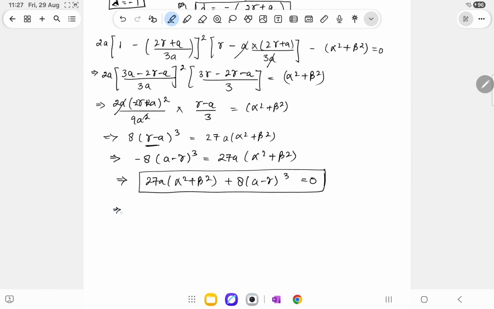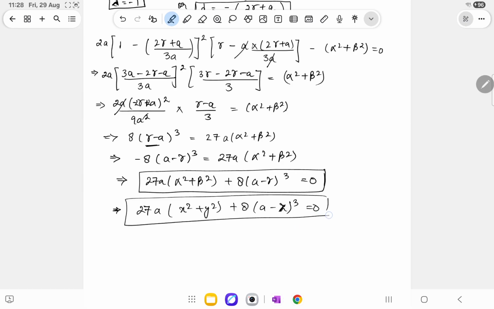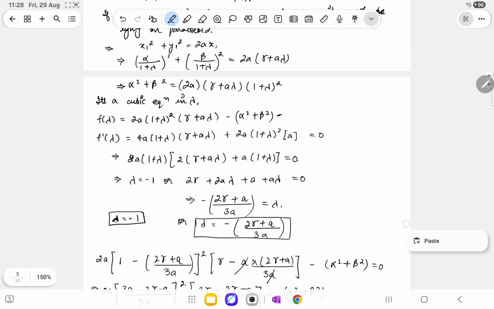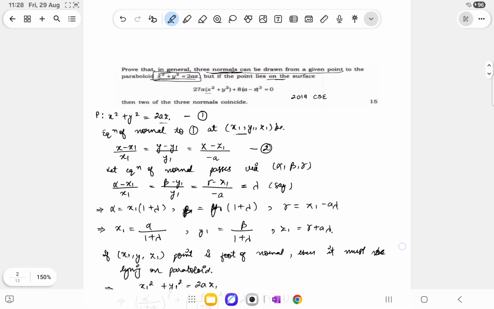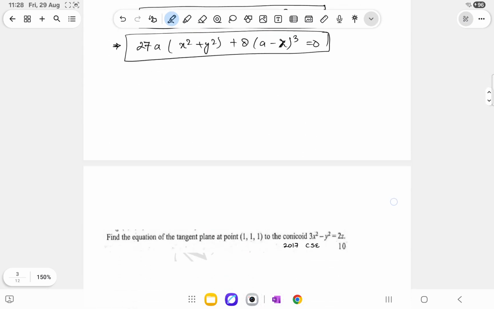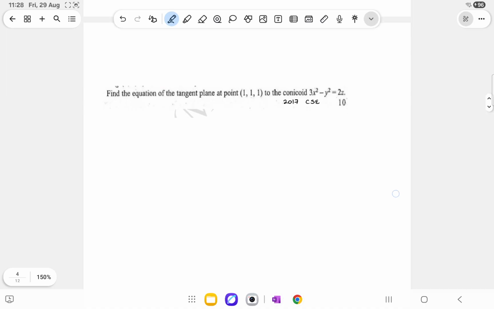So the locus of any arbitrary point lying on the surface will be basically 27a into x square plus y square plus 8a minus z cube is equal to 0. So this is the condition when two of the normals coincide if the point lies on the surface of the paraboloid. So let us move on to the next question.